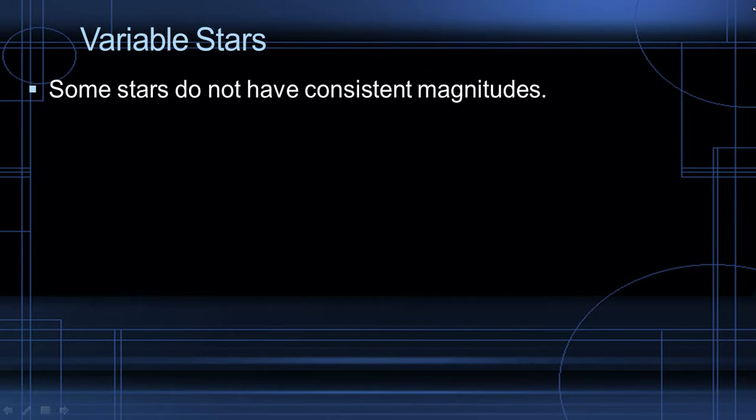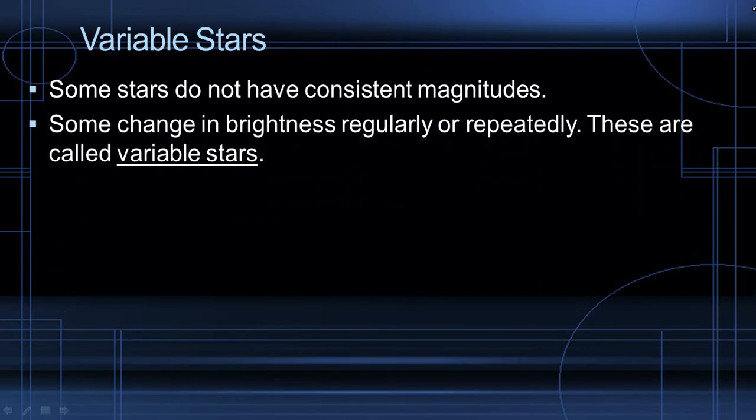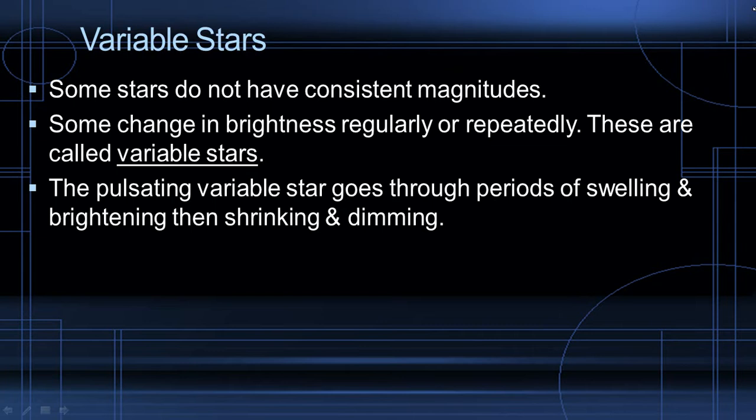They would make some sort of conclusions, some of them scientific conclusions. Sometimes it would be religious, like they were wondering if the gods were angry, things like this. Some stars will change in brightness regularly or repeatedly. Those are called variable. We're going to see what causes that. The pulsating variable star goes through periods of swelling and brightening, then shrinking and dimming. So that's one way of doing it, through the pulsating.